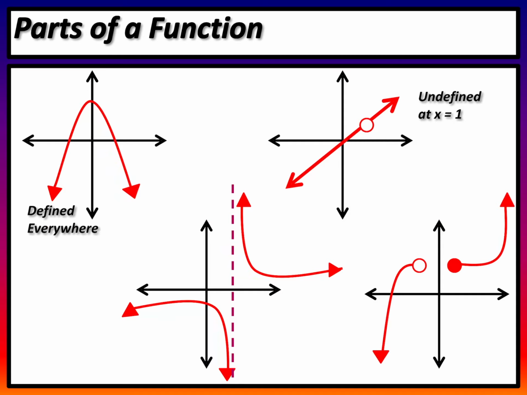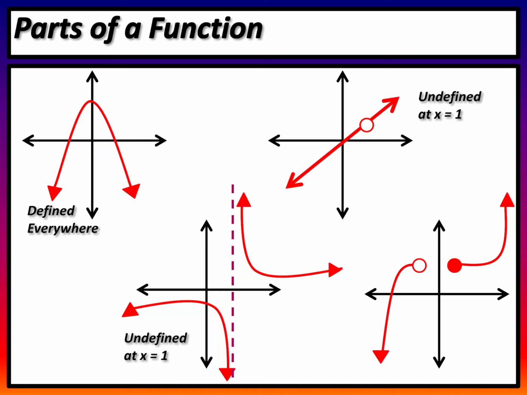For my second graph over here, we see that we have a hole in our graph. So that x value, we could say that's somewhere around x equals 1. That would have to be excluded. So we are undefined at x equals 1. That could not be part of our domain.